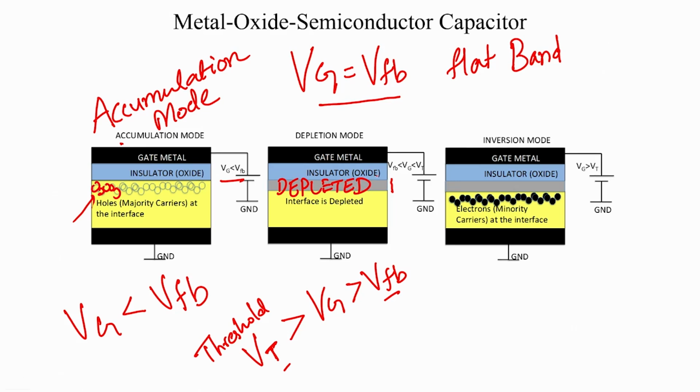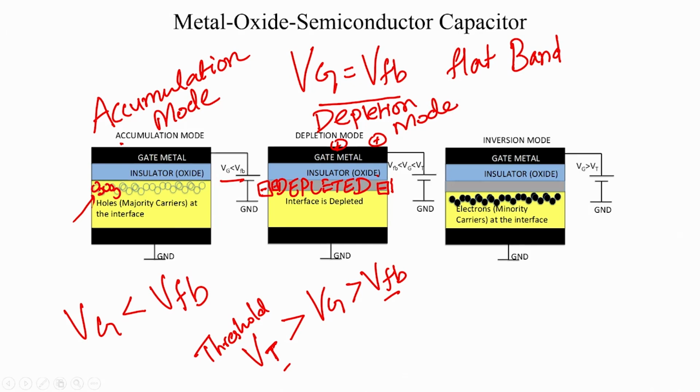So, the insulator semiconductor interface is depleted, and in this case all the negatively charged acceptor ions are exposed and they are balancing all the positive charge on the gate metal, and this mode of operation is called the depletion mode of operation.